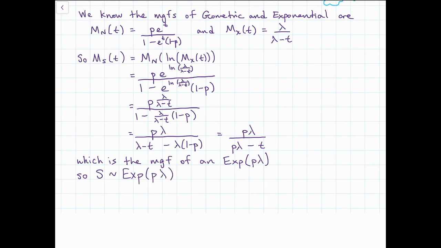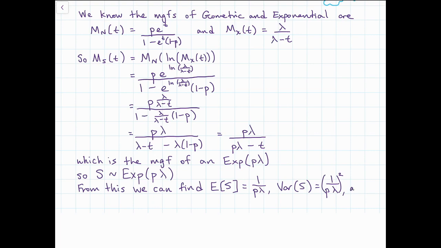And since MGFs uniquely determine the distribution, that means S, our compound random variable, has an exponential distribution with parameter p lambda. This is so neat. We took a geometric number of exponential random variables and added them up, and that gave us another exponential with a parameter of p times lambda. So cool. So if we wanted to, we could find whatever we like from this. We could find the mean and variance of this random variable, and you could check that you'll get the exact same thing if you use the formulas, but we can also find more.